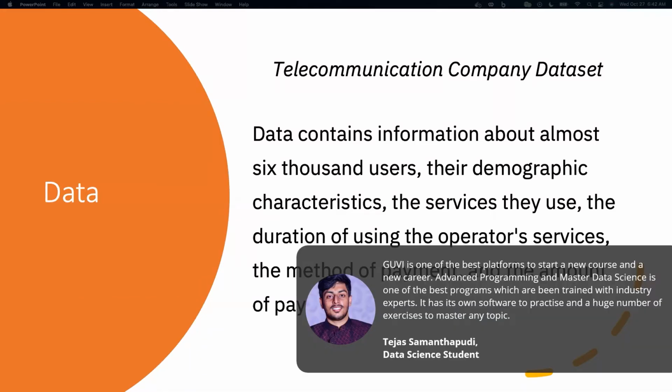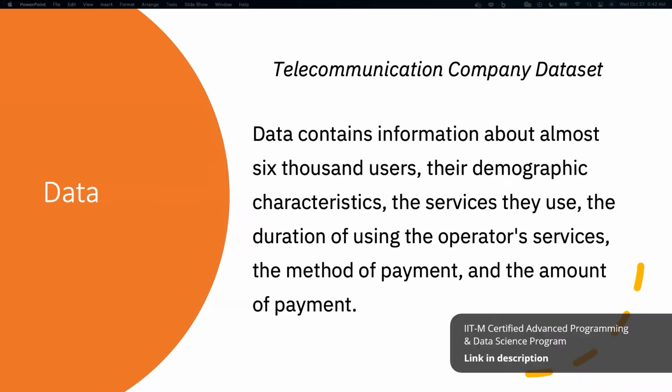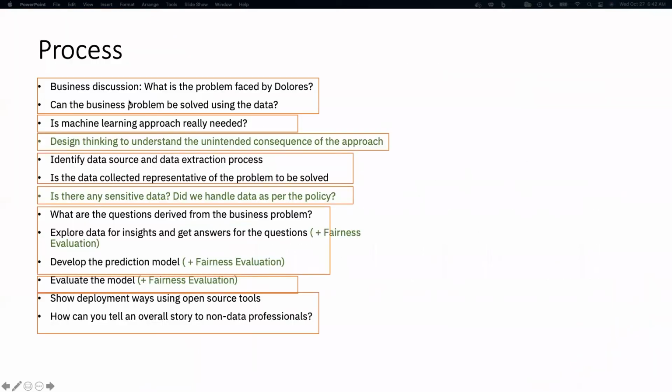So what does our dataset contain? Our dataset contains information for about 6,000 users, their demographic characteristics. Demographic, by this I mean where they are from, what their age is, gender, and so on. The service they use, the duration of the service, the method they are paying by, and the amount they are paying. Right. So now we are done with the data part. We are done with the business discussion, and we know why we are solving this using machine learning, and we got our data, right?